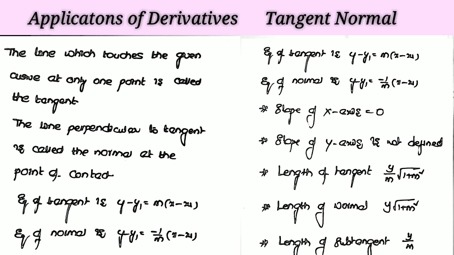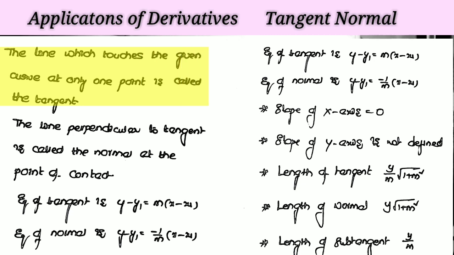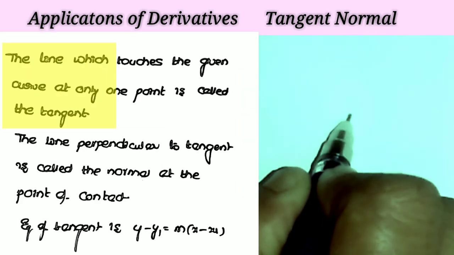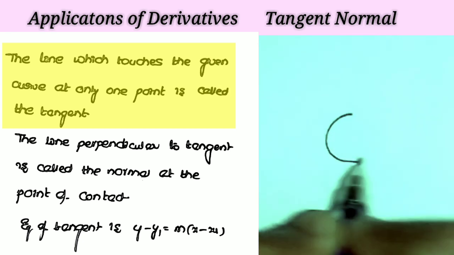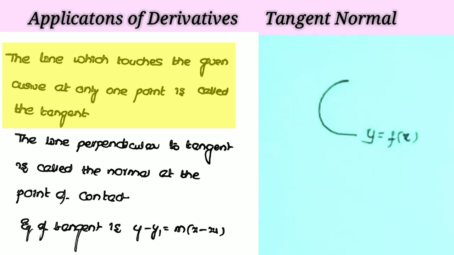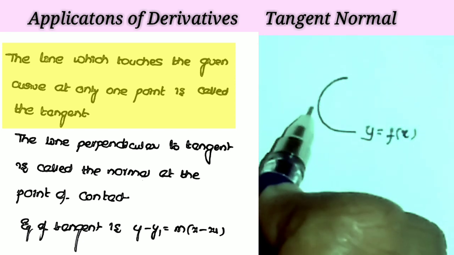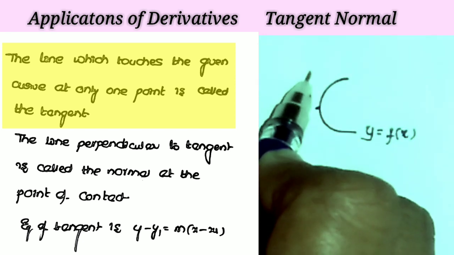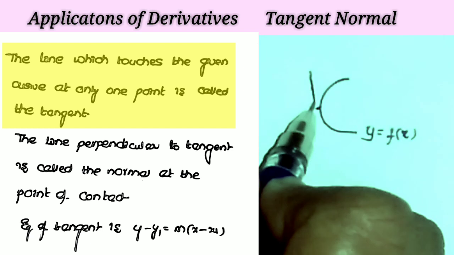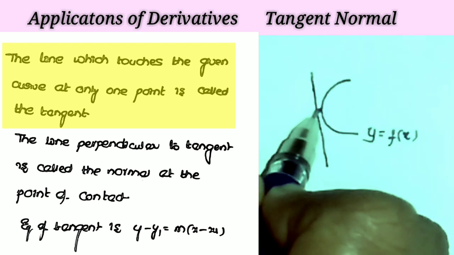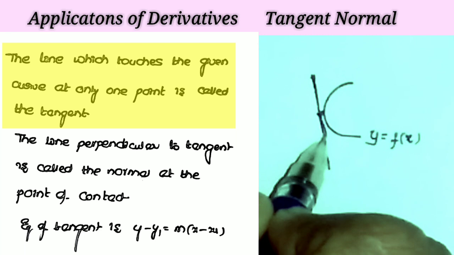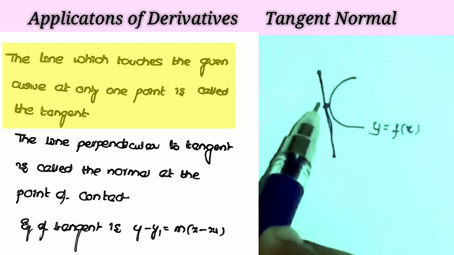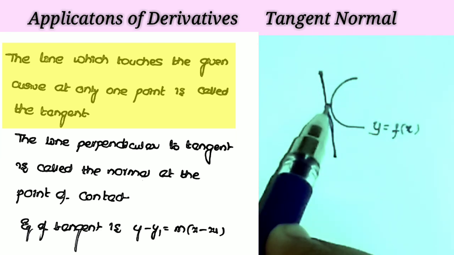So what is tangent? See the definition here. The line which touches the given curve at only one point is called the tangent. Suppose this is the given curve. One curve is given here and I take that y is equal to f of x. I draw one line here such that the line touches the given curve at only one point. See here, this line touches the curve at only one point.